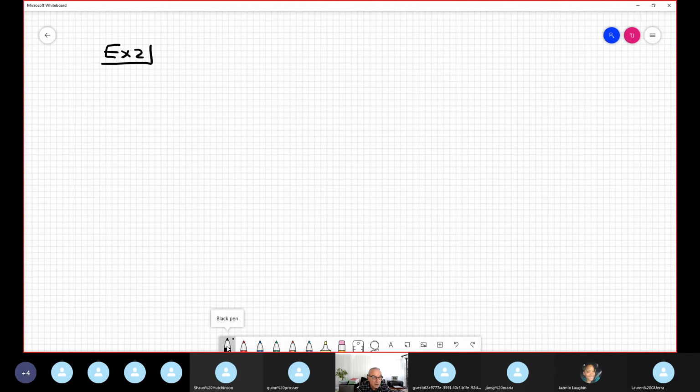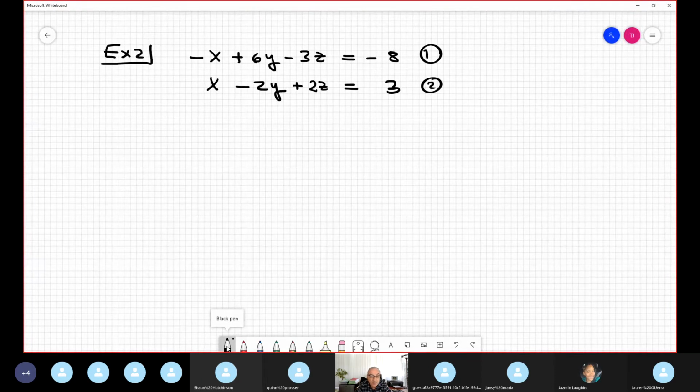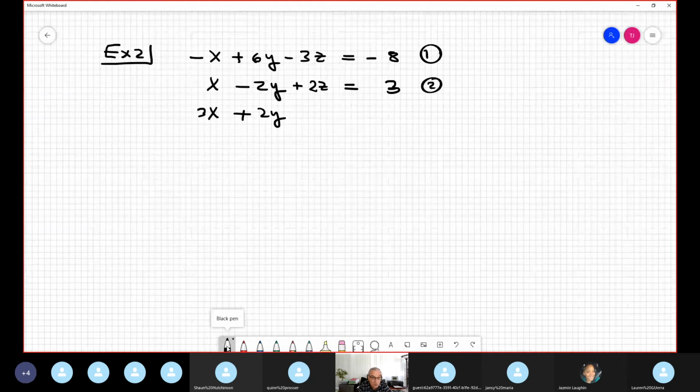of the 3D. It says minus x plus 6y minus 3z equal -8. This is equation number 1. x minus 2y plus 2z equal 3. Equation number 2. And equation number 3 is 3x plus 2y plus 4z equal -6. And this is equation 3.